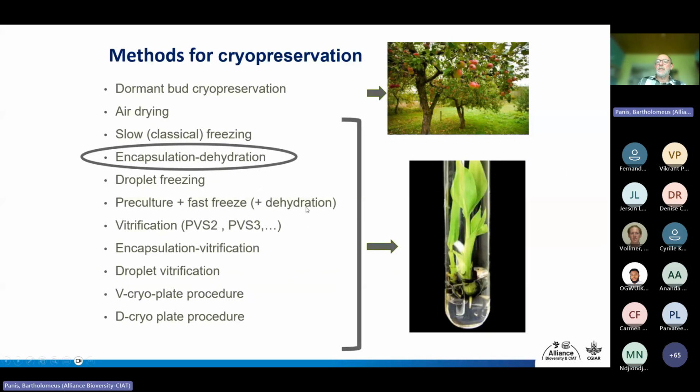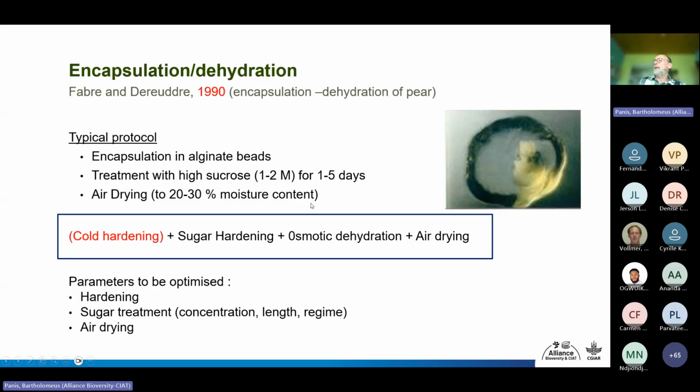Then we have the encapsulation-dehydration method, where you take a meristem, or this can be an embryo, and you encapsulate it in a small alginate bead. Then this alginate bead is treated with a high sucrose concentration. So this is the osmotic dehydration, followed by air drying, and then rapid freezing. Again, you need to optimize a lot of parameters.